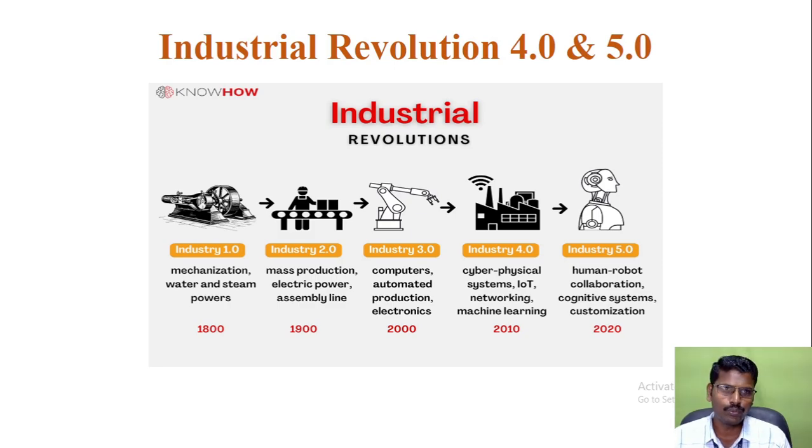Next, Industrial Revolution 4.0 and 5.0. Actually, Industrial Revolution 1 was initiated in 1800, and in 1900 Industrial Revolution 2 was initiated, and Industry 3.0 was initiated in 2000, Industry 4.0 in 2010, and Industry 5.0 in 2020, right? So we are now in the Industry 5.0 era, where we are using different kinds of advanced technology, right?